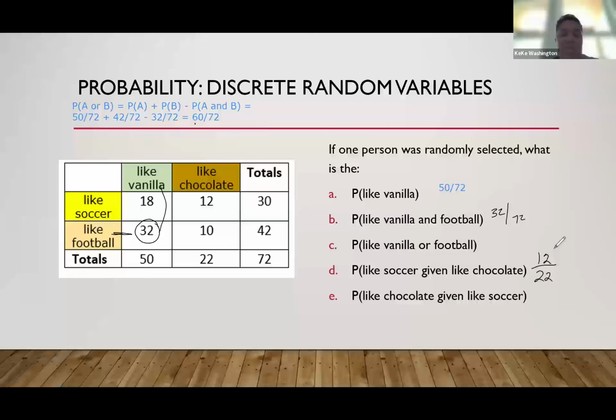Okay. So let's flip it. The probability I like chocolate given I like soccer. Now, in this case, my condition is that I like soccer. Well, there are 30 people who like soccer. And out of those 30 people, these are the only people we're interested in, 12 of them like chocolate. Okay, so those are called conditionals.